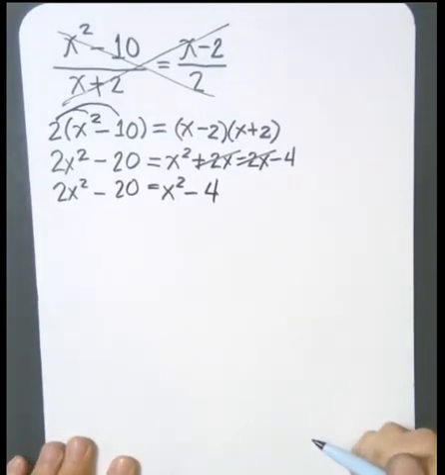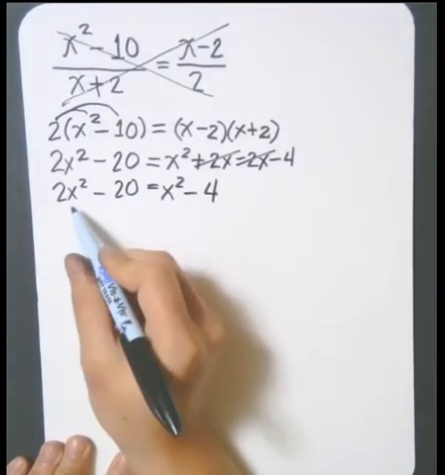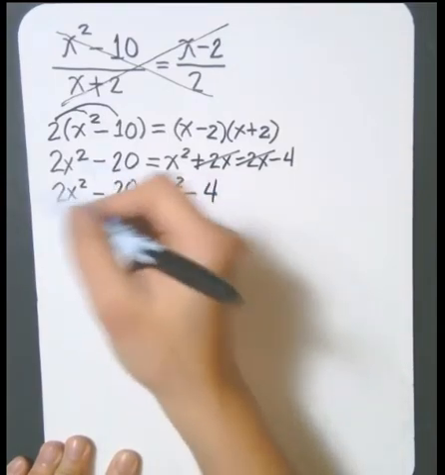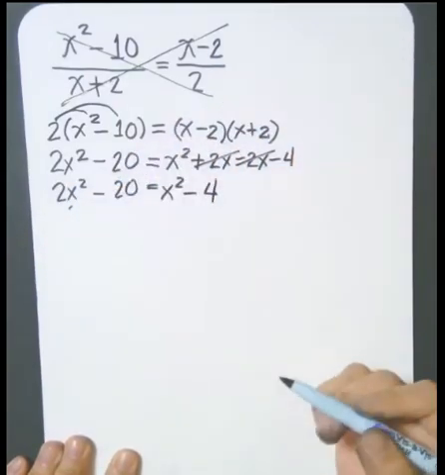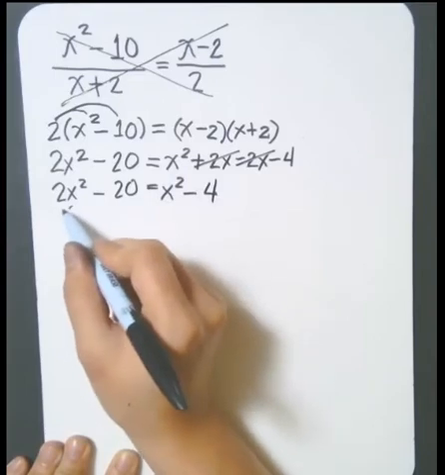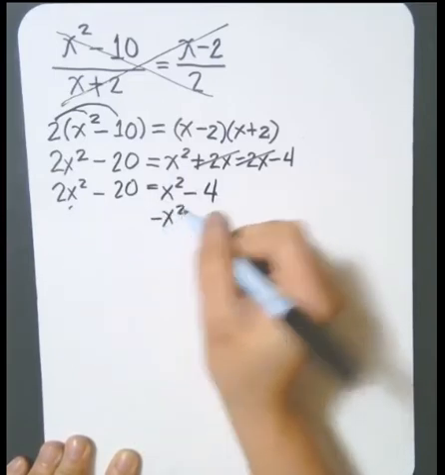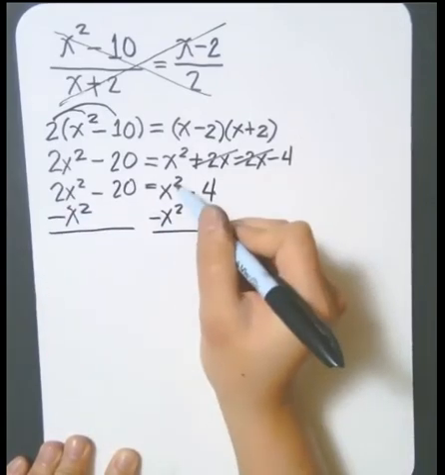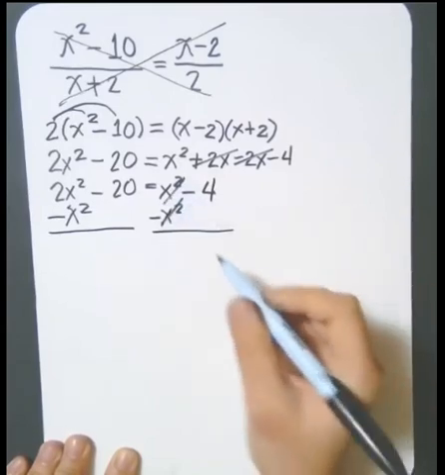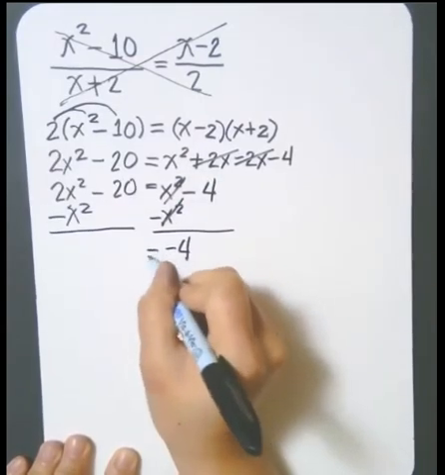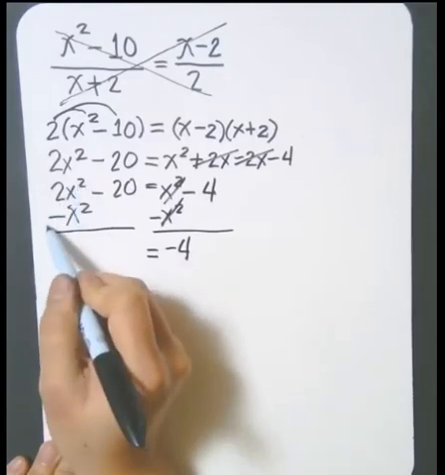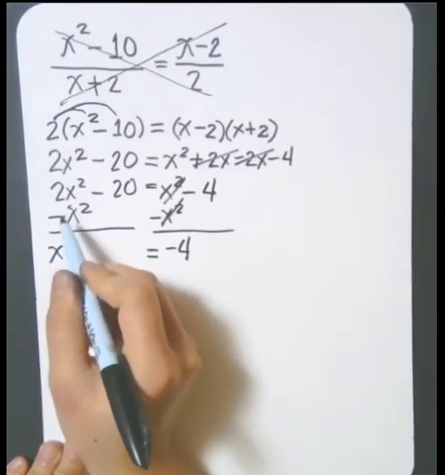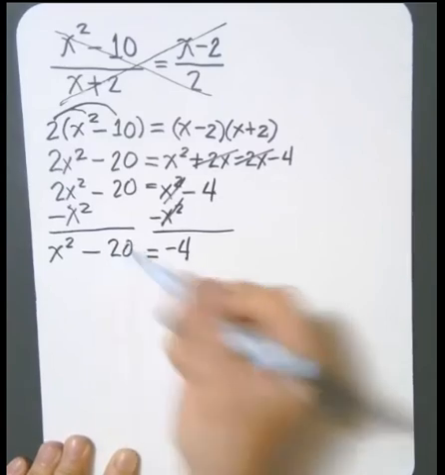And then we solve for the value of our x, or our solution. We need to move all our variables to one side of the equation and all the constants to the other side of the equation. Let's combine x squared and 2x squared by subtracting x squared from both sides of our equation. x squared minus x squared is equal to 0, so that will be cancelled out. We have negative 4. 2x squared minus x squared is equal to x squared because we have an invisible one here, minus 20.